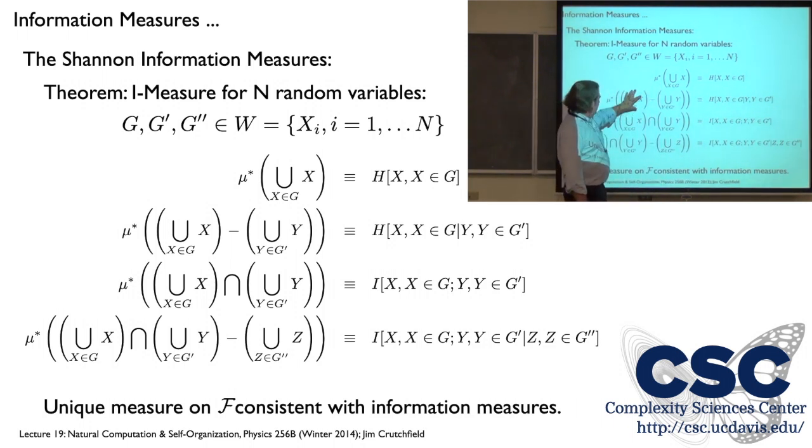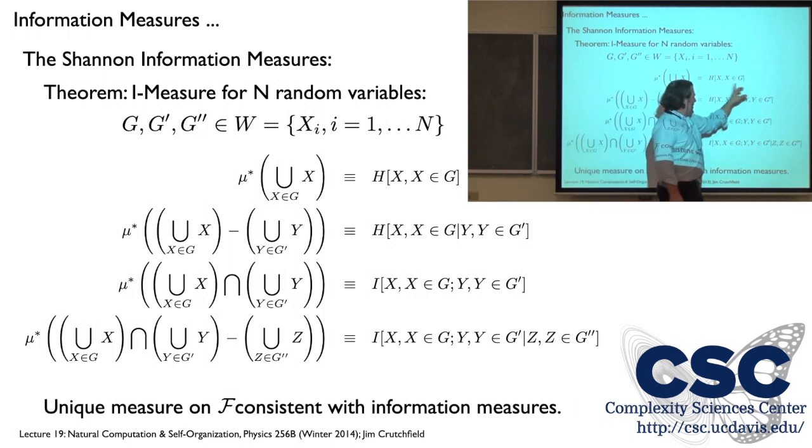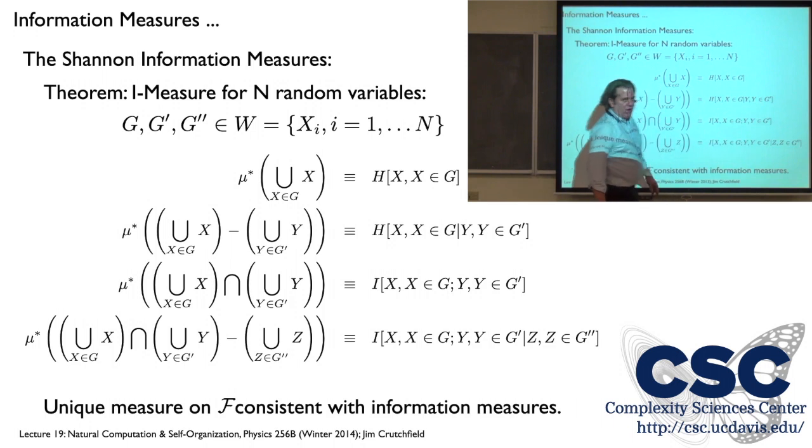Then we have the union here of these variables in G and G prime. We look at the set difference, and that's this generalized conditional entropy measure of X given Y, where all the X's are picked from subset G and Y's are picked from subset G prime.